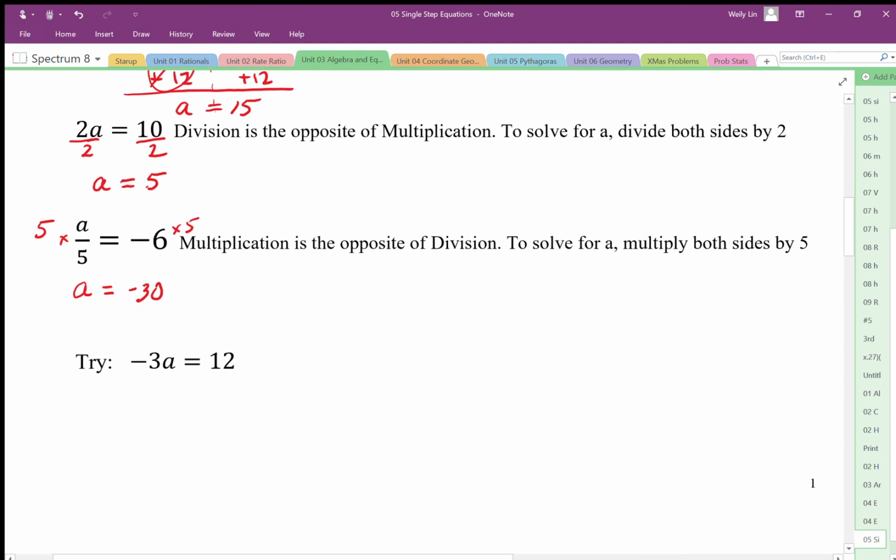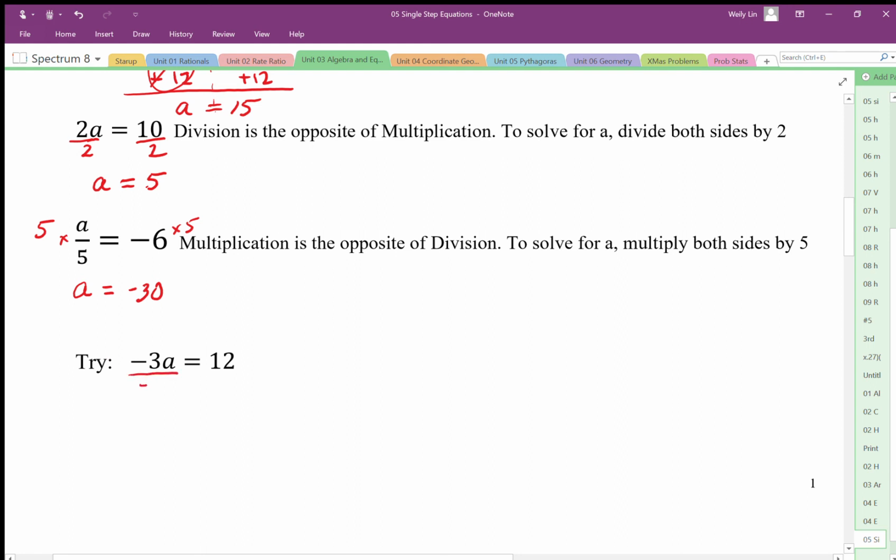Okay, so to do this one, how do you undo it? Is this a minus 3 or times by negative 3? That's the first thing you need to decide. Is that a minus or a negative? This is a negative because there's nothing on this side here that we're subtracting from. So it's a negative. So this is a times by negative 3.